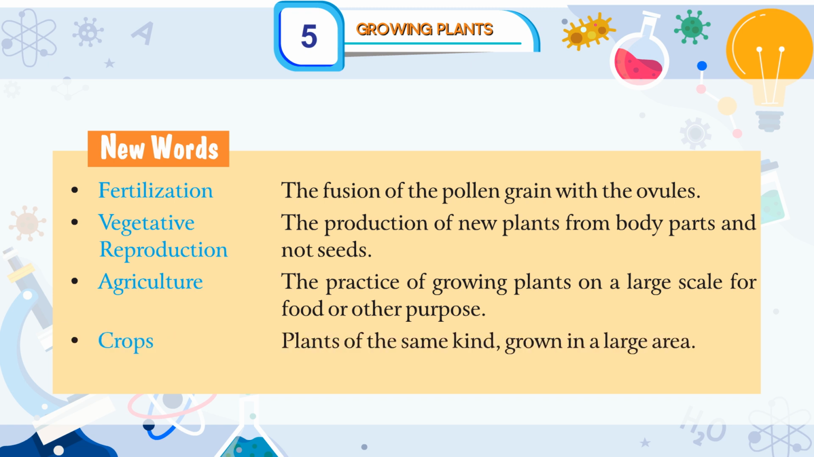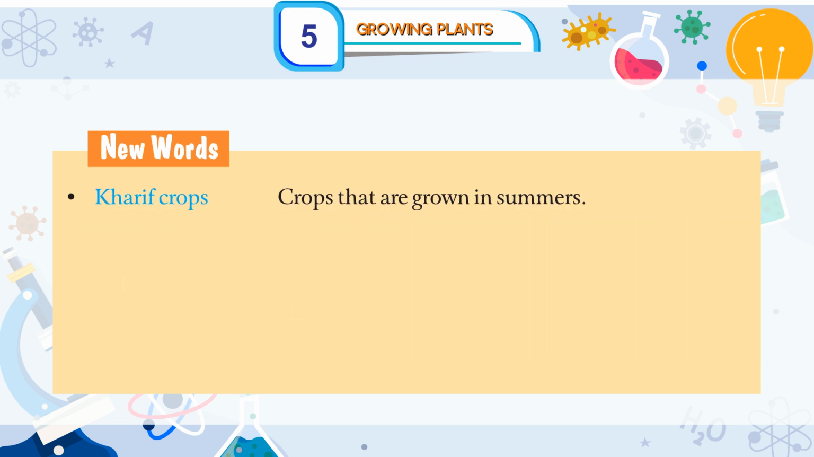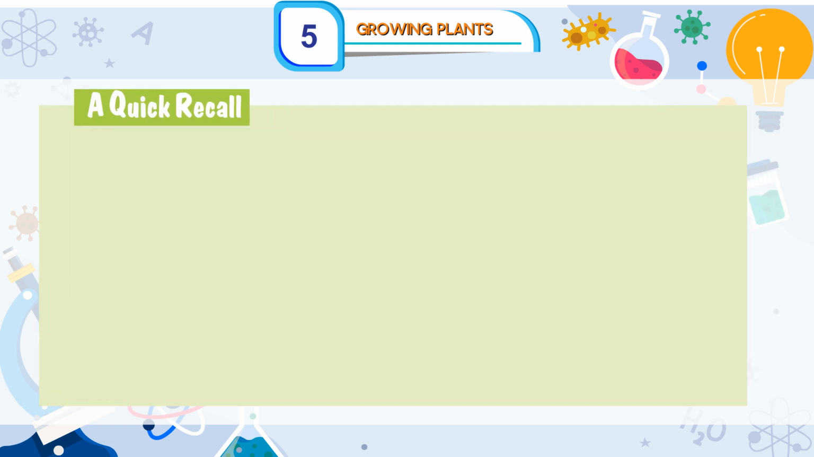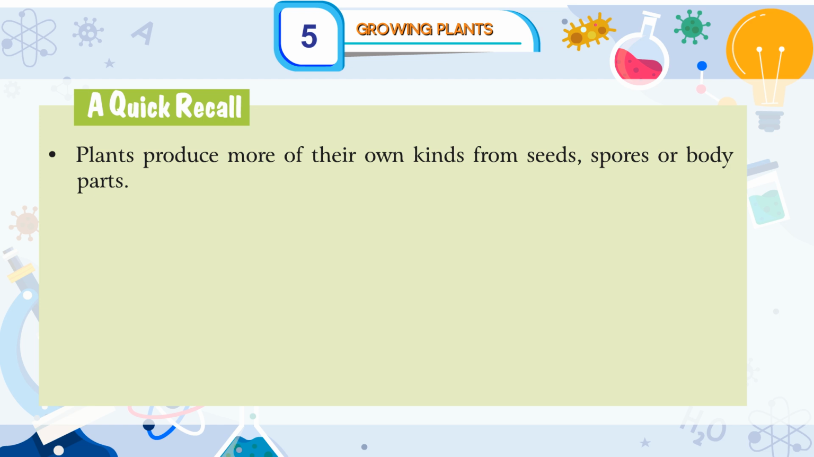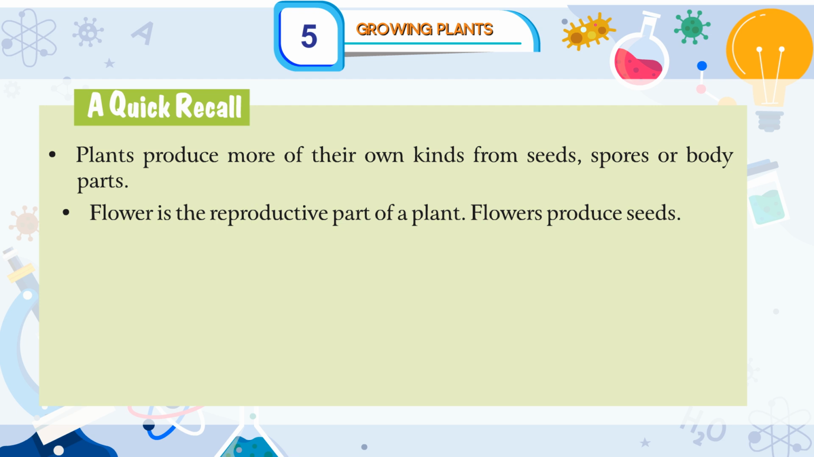Crops, plants of the same kind, grown in a large area. Kharif crops, crops that are grown in summers. Rabi crops, crops that are grown in winters. A quick recall: plants produce more of their own kinds from seeds, spores, or body parts.